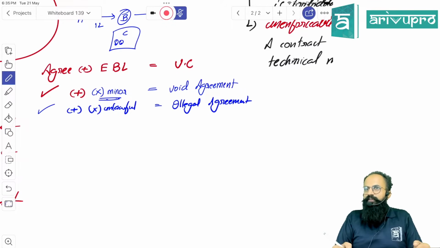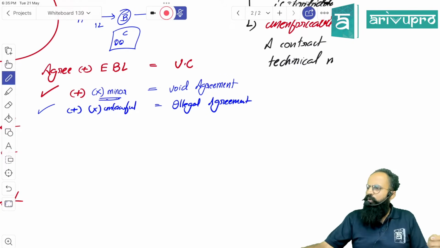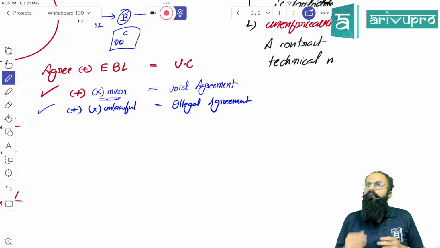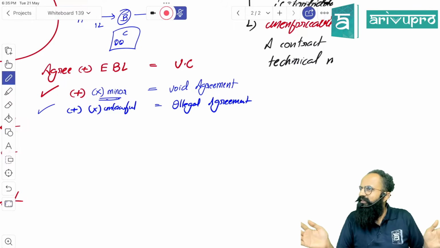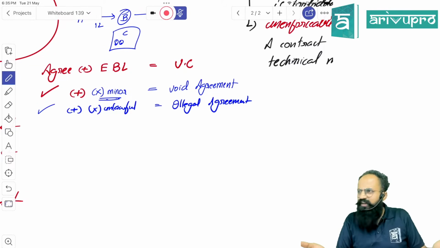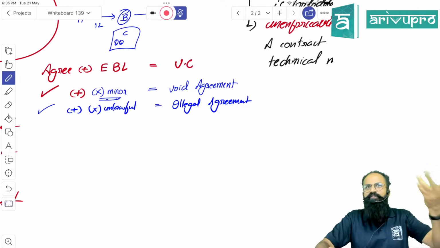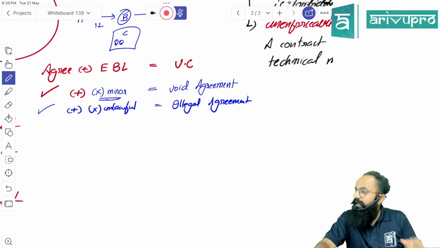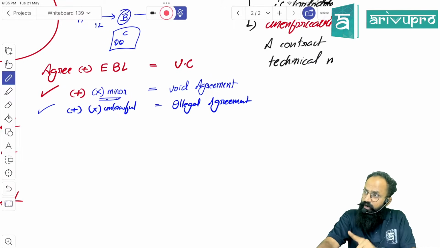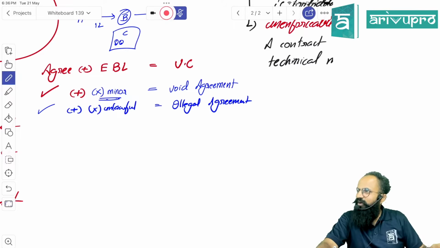Understood? The next one, sir, there is something called a void contract. Now, most of the people get confused here. What is the difference between a void agreement and a void contract? Is there a difference at all, or do they sound similar? Void agreement, void contract. Is there a difference? You should say the difference. Correct. An agreement which is valid only for a major is called a void agreement. Okay. What is a void contract?